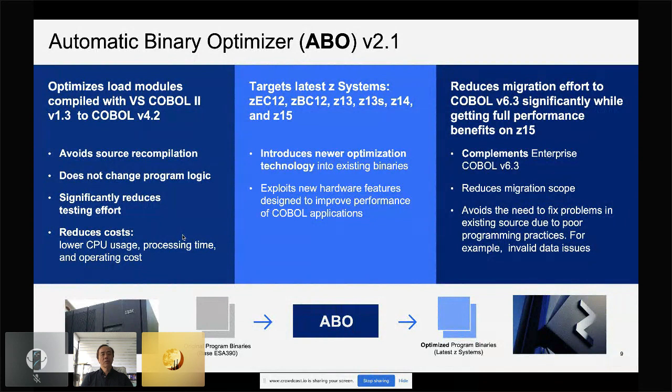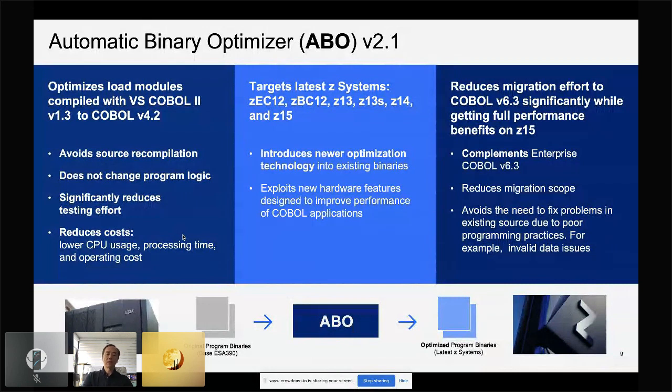And it can actually lower the processing time. It targets the latest Z systems from EC12 all the way up to Z15. All the optimization and exploitation features will also apply to the ABO product. Most significantly, because it doesn't change program logic, it can reduce the migration effort, or the migration scope, so that you can reduce effort for moving to 6.3, because you really don't need to work on the source itself.